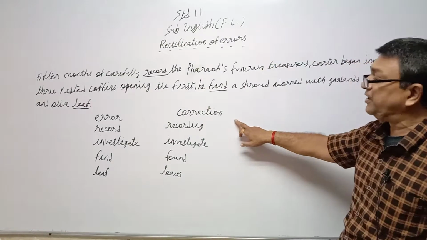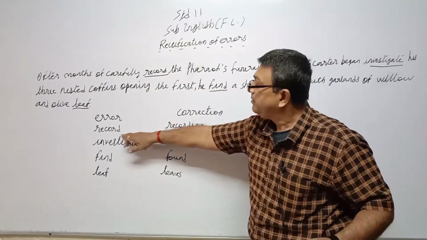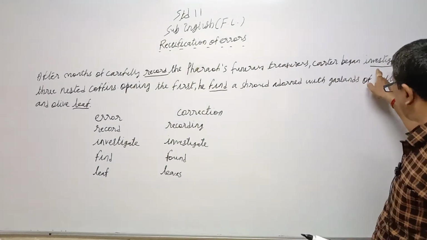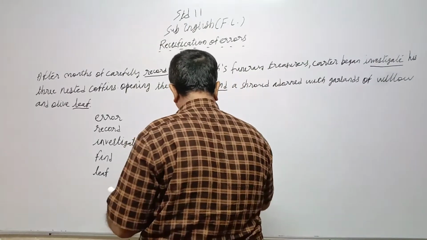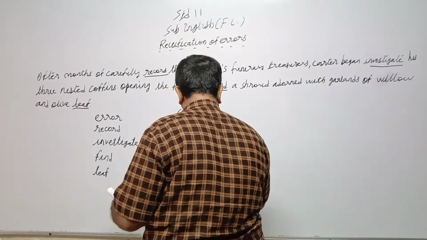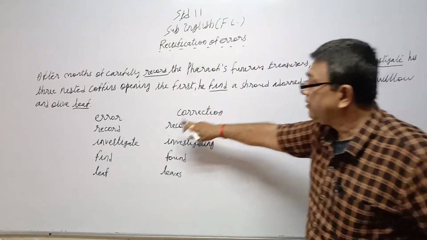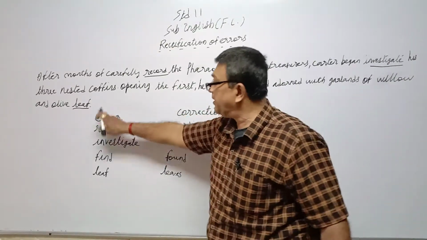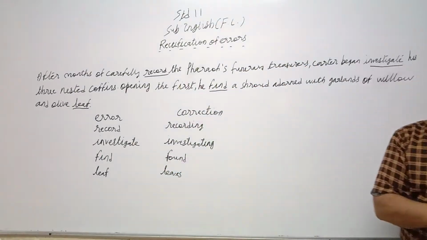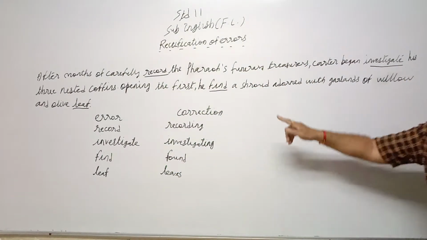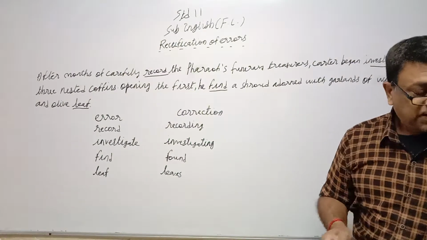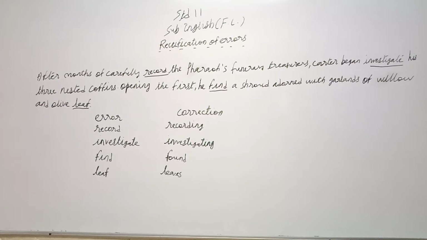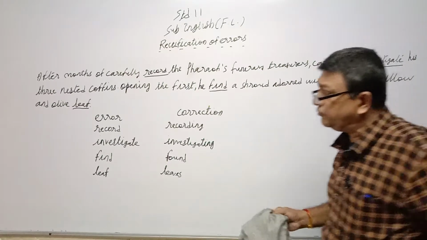We shall write answer like this. Record is an error. Record, recording. Investigate is an error. Investigate, investigating. Find is an error. Find, found. Leaf is an error. Leaf, leaves. In exam also, you will write like this, error and correction. One photograph of this board work is sent to you.